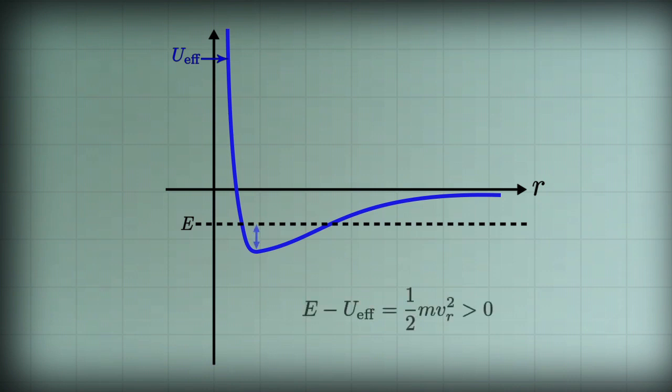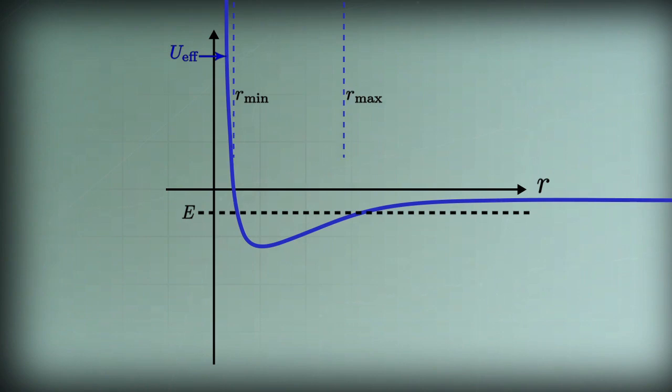Since the difference between E and U effective is equal to 1/2 m v_r squared, which is always a positive number, the particle's radius r must be confined to the region where E is bigger than U effective, that is, where the dashed line is higher than the solid line, inside the bowl of the effective potential. And furthermore, at locations where E minus U effective is large, that means v_r is large too, so the particle is moving quickly in the radial direction. Whenever U effective gets close to E, the particle must be slowing down. And when the lines actually cross, v_r is 0, and r is momentarily standing still.